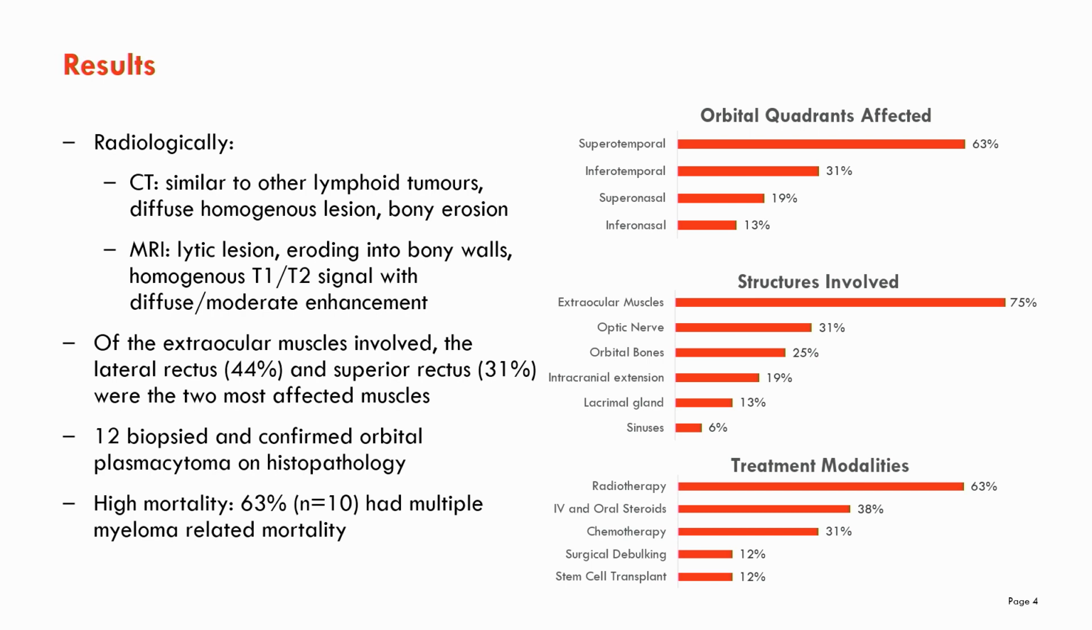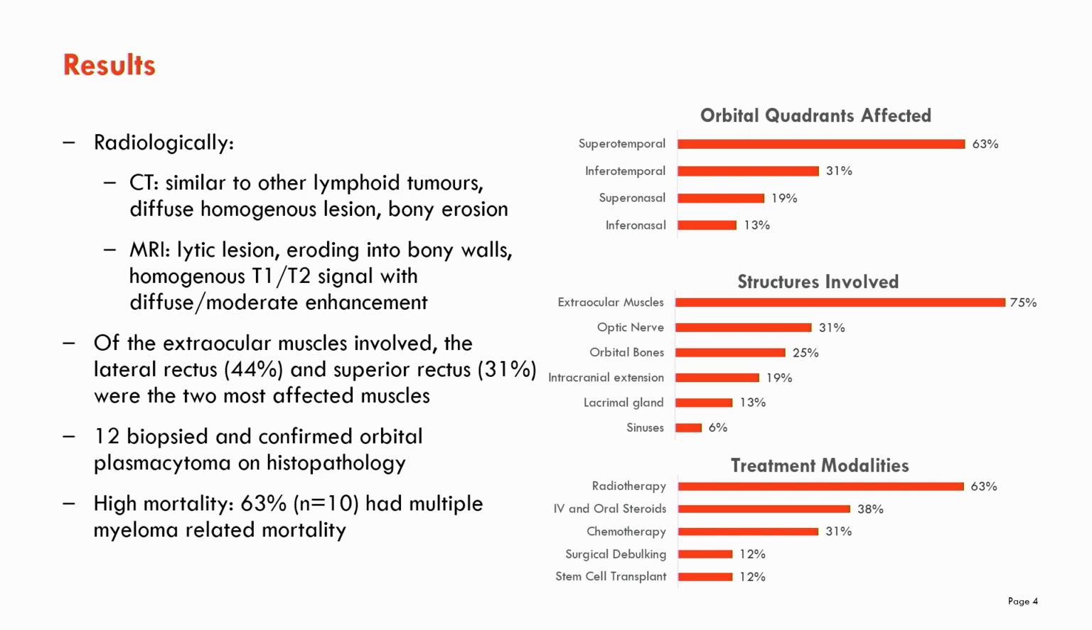Radiologically, on the right-hand side here, the most common orbital quadrant that was affected was superiotemporally. The radiological features on CT scan are similar to other lymphoid tumours, with diffuse homogeneous lesion, and sometimes they can have bony erosion. On MRI scans, they're often a lytic lesion that erodes into their bony walls with homogeneous T1, T2 signal and diffuse or moderate enhancement.